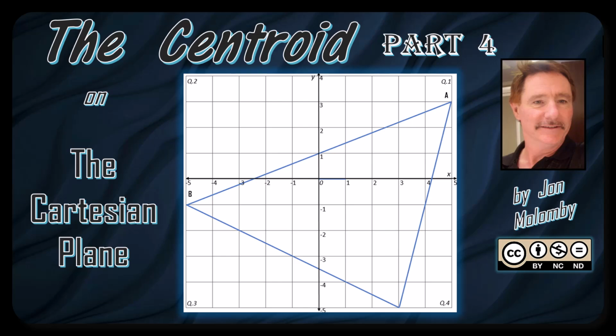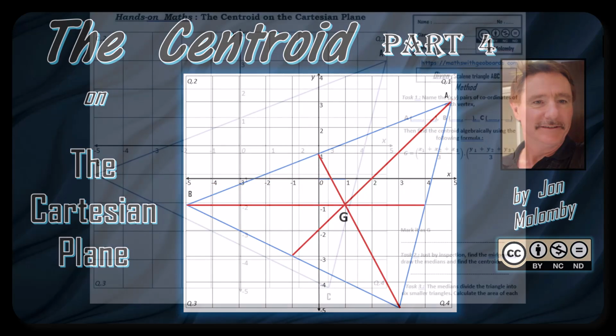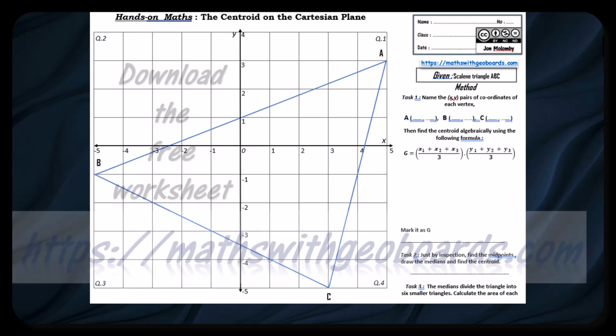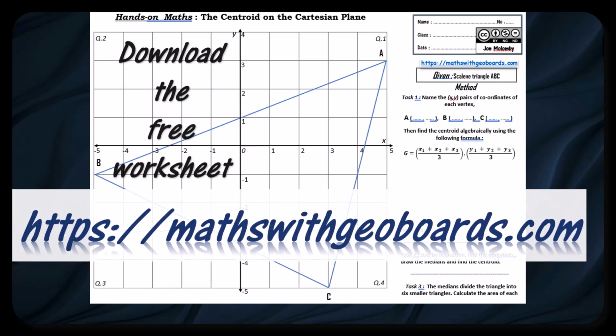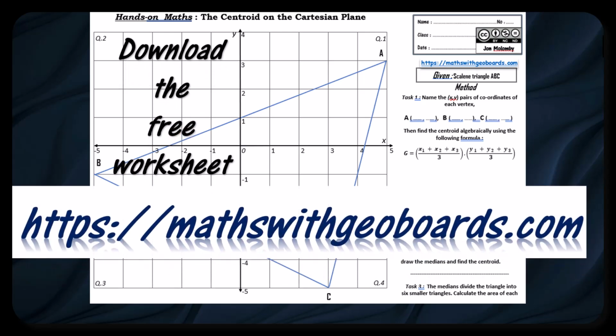This is part 4 of the centroid, about the centroid on the Cartesian plane. If you'll download the worksheet from my website, the exercise can easily be done. It makes it clear and easy to understand.